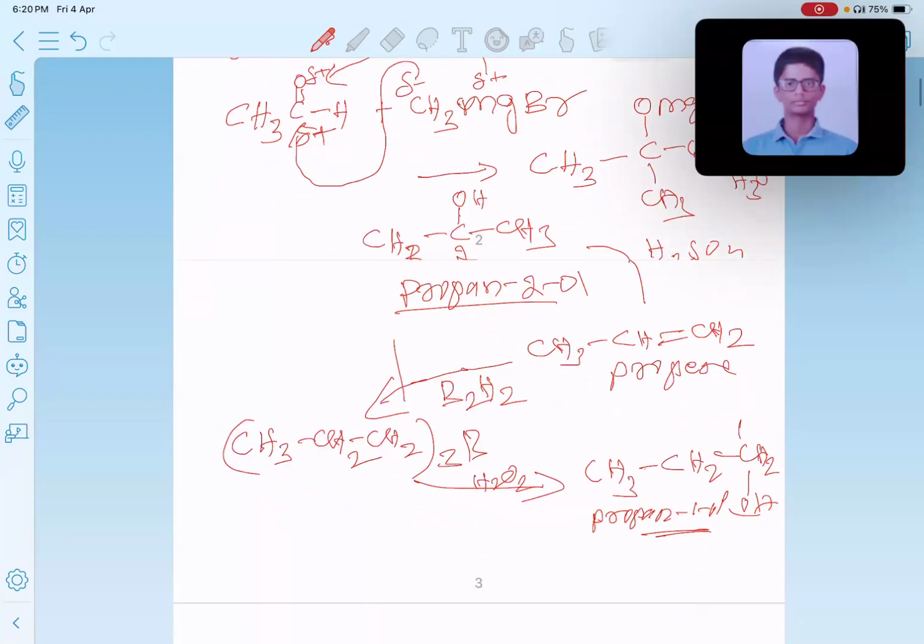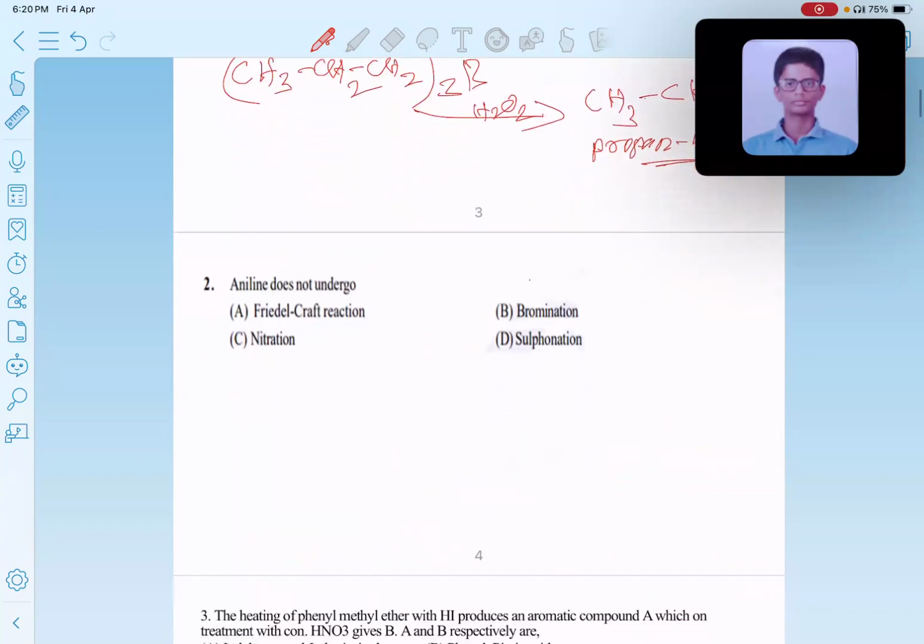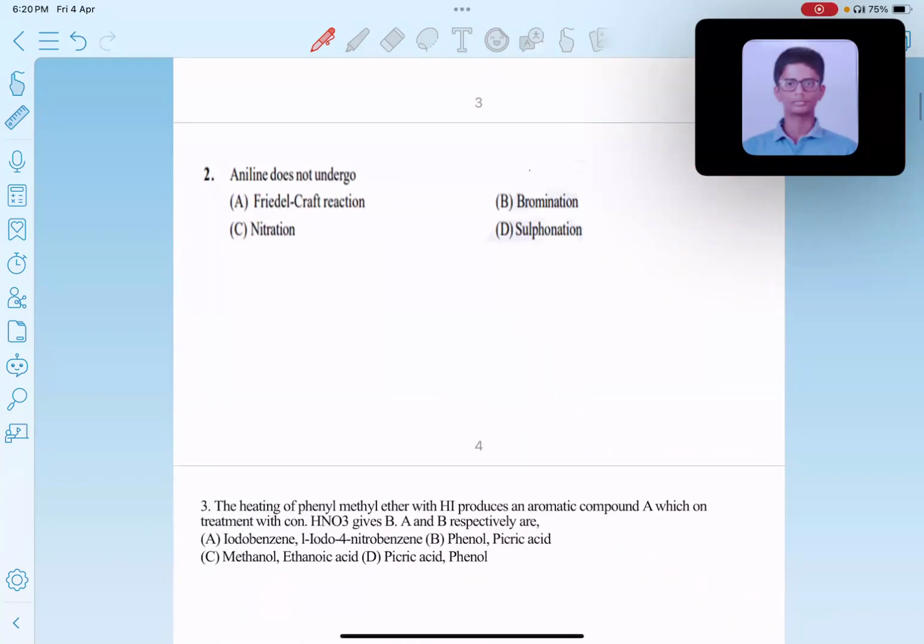Next, let us move on to the next question. Aniline does not undergo what type of reaction? Option A is Friedel-Crafts reaction, option B is bromination reaction, option C is nitration reaction, option D is sulfonation reaction. Let us discuss one by one.